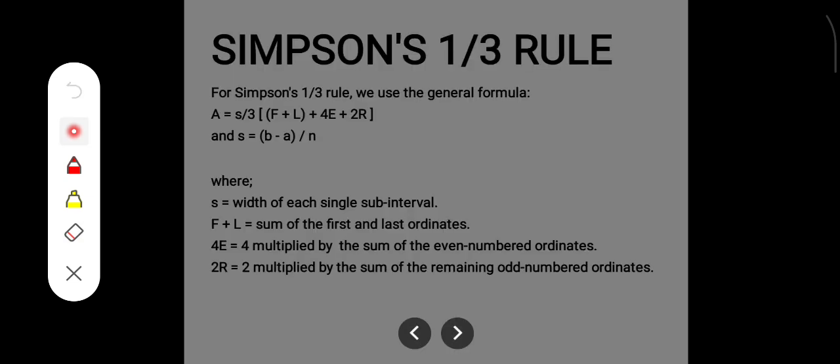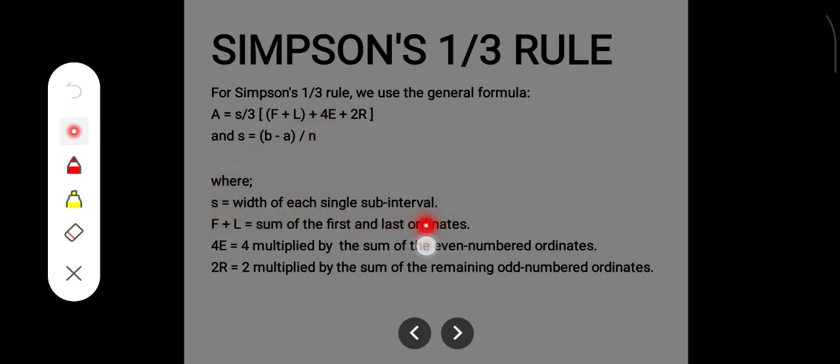Moving on to Simpson's 1/3 rule. For Simpson's 1/3 rule, we use the general formula A equals S divided by 3 open bracket F plus L plus 4E plus 2R, and S is equal to open bracket b minus a close bracket divided by n. Now to define the parameters, starting from S, it is the width of each single sub-interval.